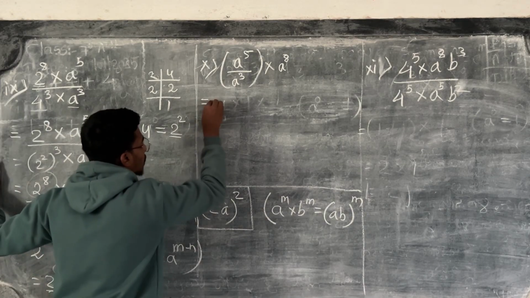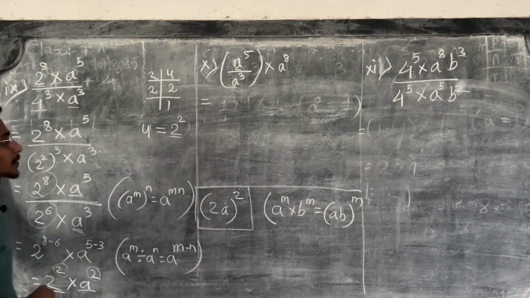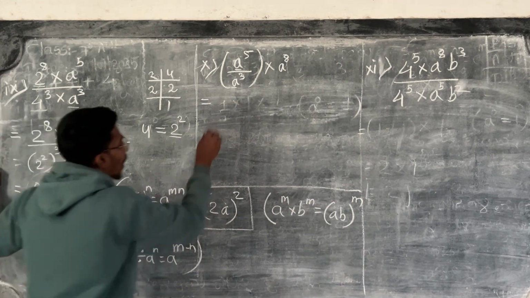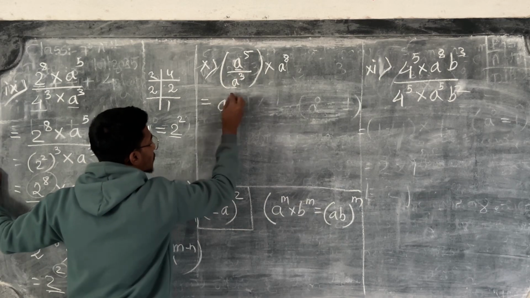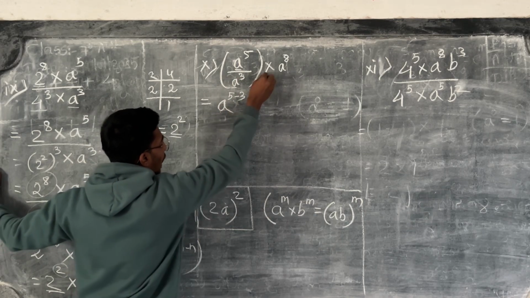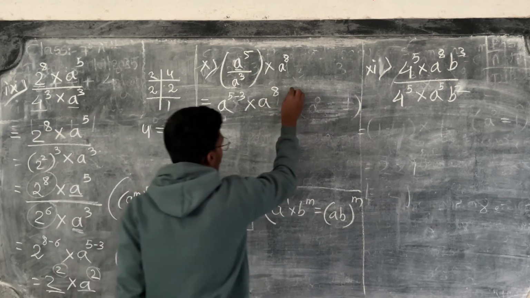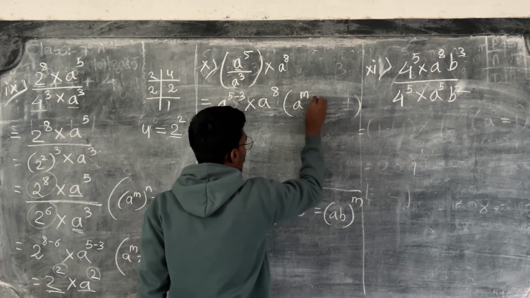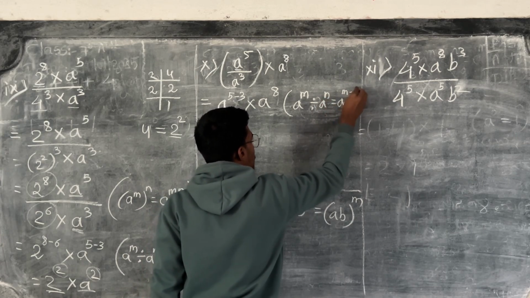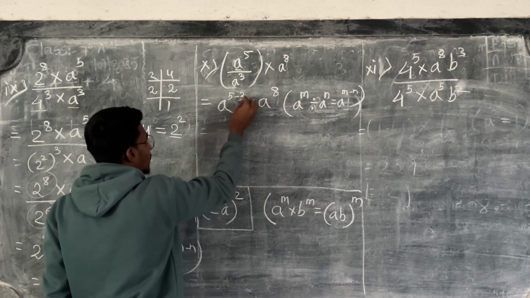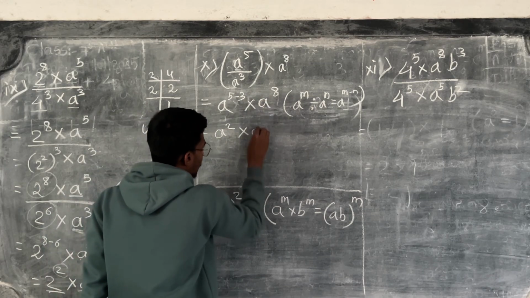So come to the next question. You can see base is same, power is different and both are in division. So we have to apply the second identity. According to that identity, we have to subtract the power m minus n, that is 5 minus 3. Write the remaining term as it is, a to the power 8. Which identity do we apply here? a to the power m divided by a to the power n is equal to a to the power m minus n. When you subtract 3 from 5, you get 2 into a to the power 8.